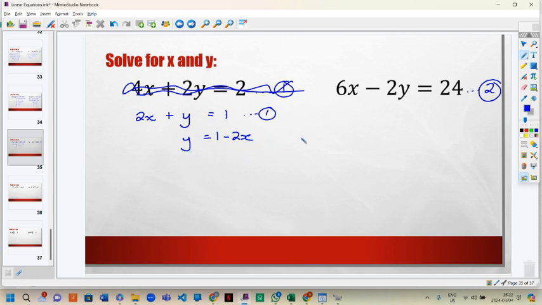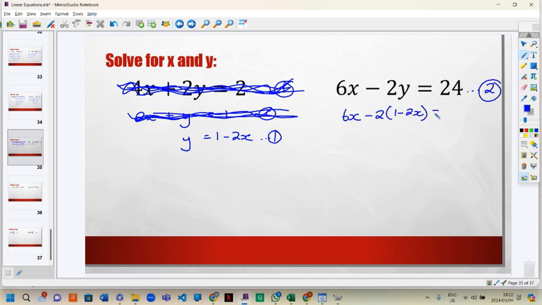So I'm going to go to my other equation. Sometimes you're going to have to go through a couple of steps before you get to what you want. Now I go to my other equation. I look where y is. It's over there, so I'm going to keep it the same. So 6x minus 2. What is y? 1 minus 2x. Fantastic. Equals 24.